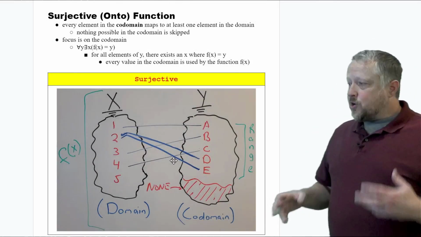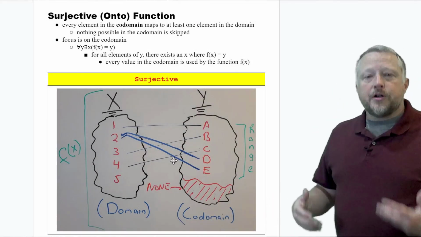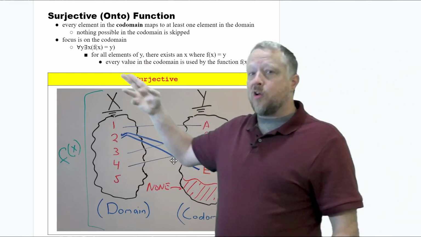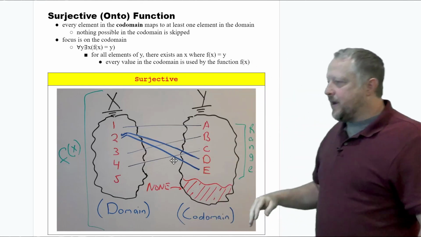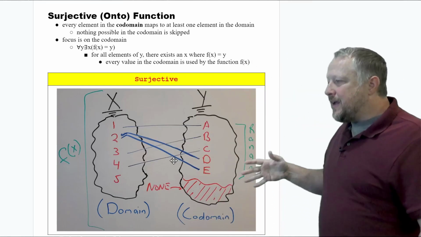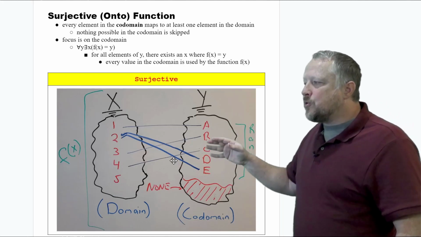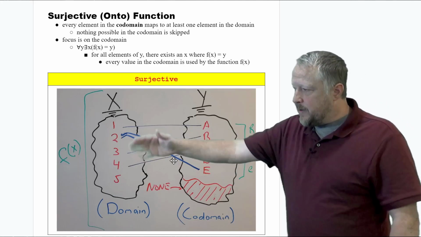Our next one is called a surjective or onto function. Now, by the way, onto is literally one word, so long story. But anyway, every element in the codomain maps to at least one element in the domain.